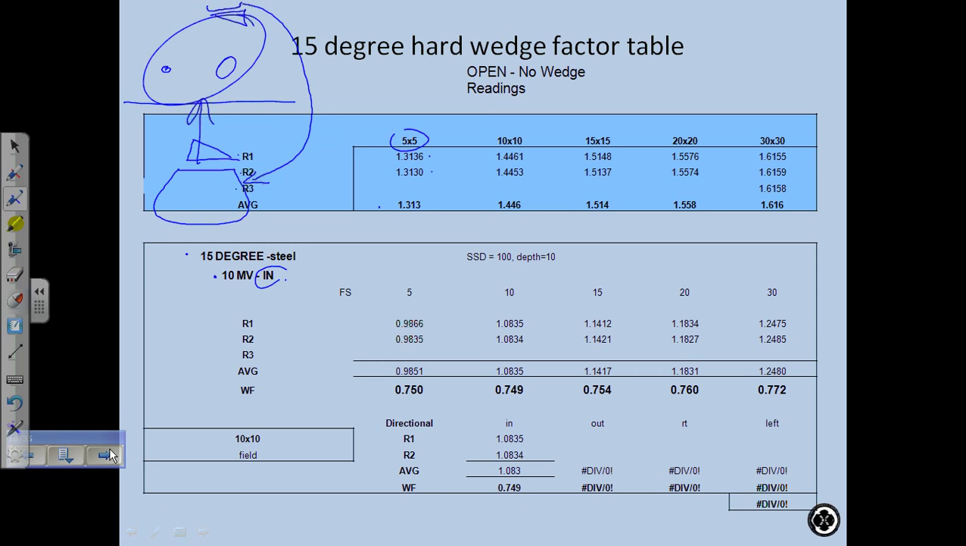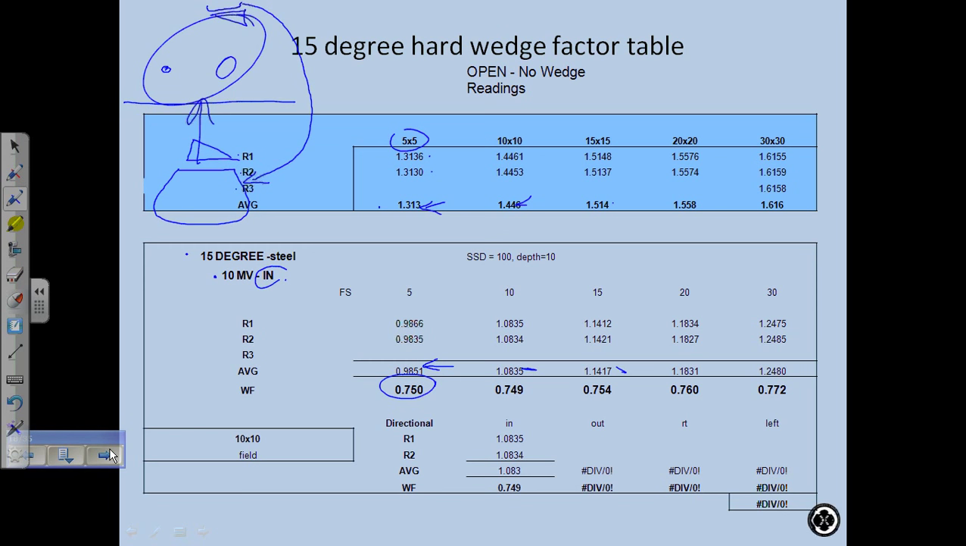All right. So then if I put the wedge in and take three readings, in this case two readings, and then I take an average. So with the wedge in place, and this is the direction in, again, set up different field sizes and take readings. Are these readings going to be higher or lower than without the wedge? They'll be lower. I'm measuring at the central axis. And then the wedge factor is simply this reading divided by this reading, and so on, and I get the different wedge factors.